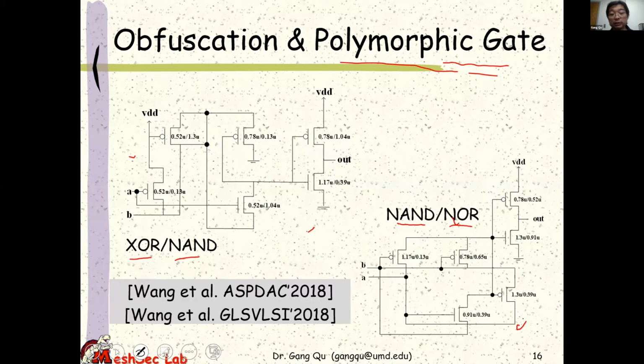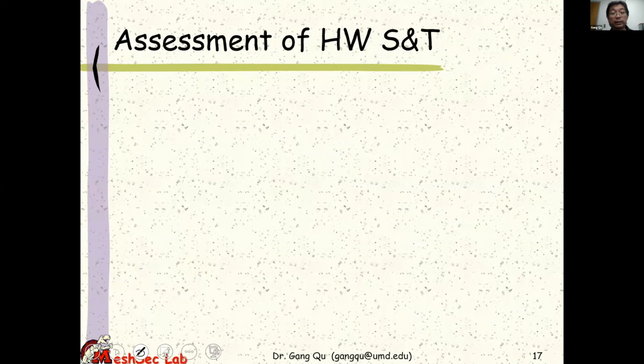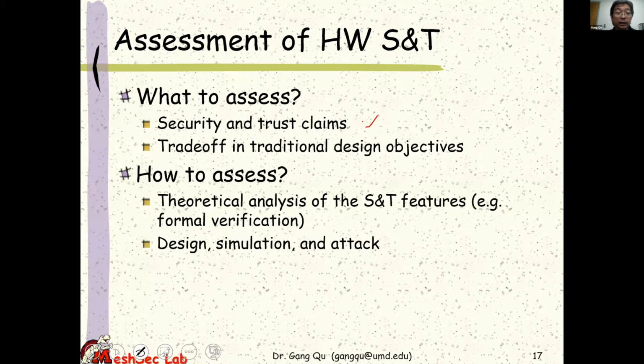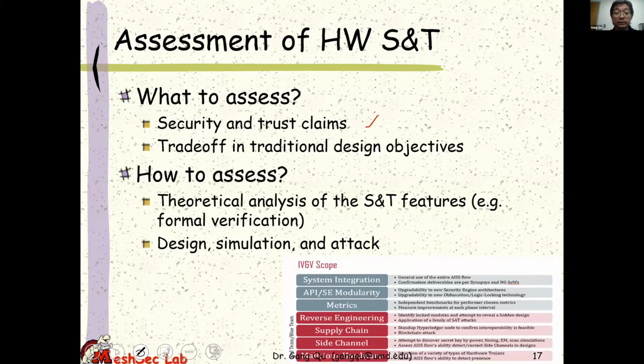And finally, let me conclude here. For our team, our goal is to do the assessment for hardware security and the features that have been embedded into the ACE program, to the automatic implementation, and what to assess. Most importantly, we try to test the security and the trust features they have claimed, and also evaluate the trade-off in the traditional design objectives, like the power, the timing, the size, the chip area. And how do we do the assessment? In the earlier slides, there are more details.